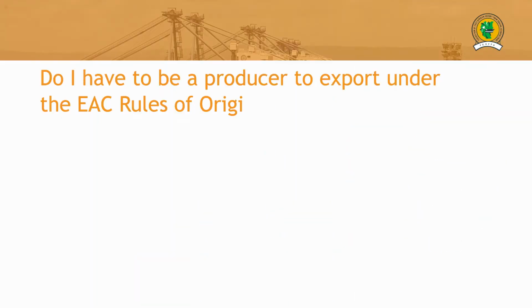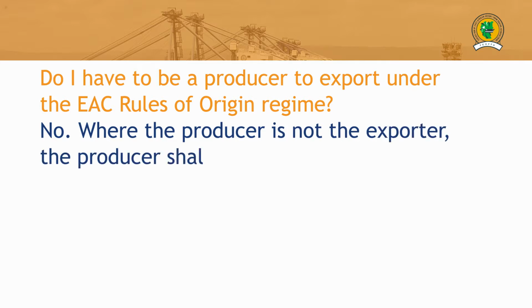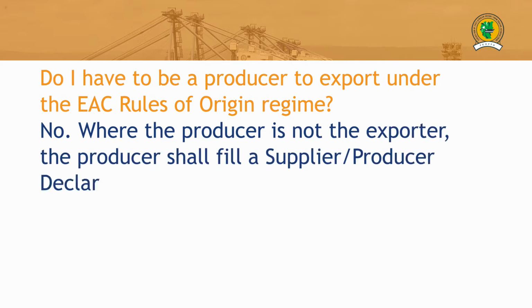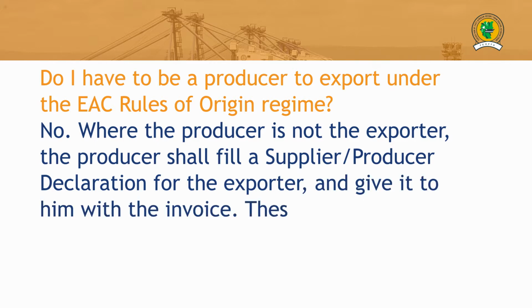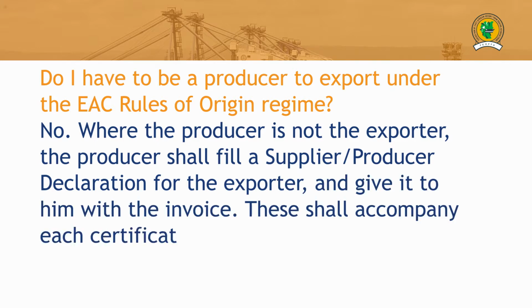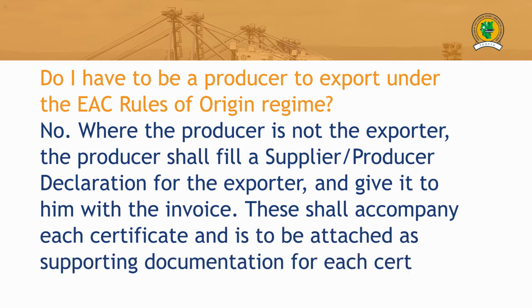Do I have to be a producer to export under the EAC Rules of Origin regime? No. Where the producer is not the exporter, the producer shall fill a supplier or producer declaration for the exporter and give it to him with the invoice. This shall accompany each certificate and is to be attached as supporting documentation for each certificate.